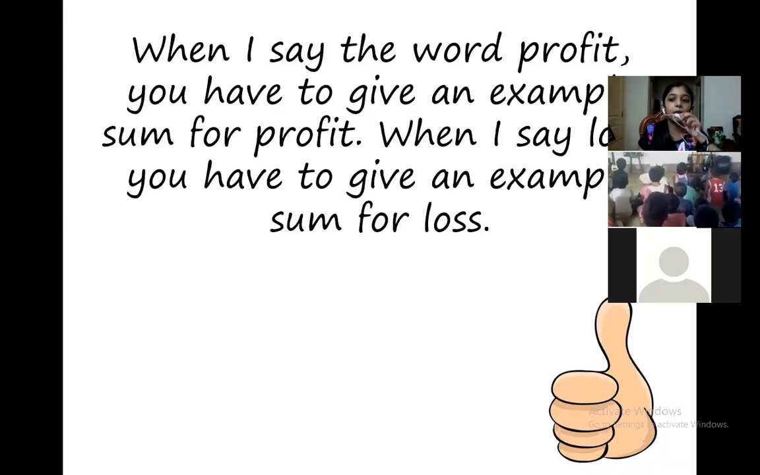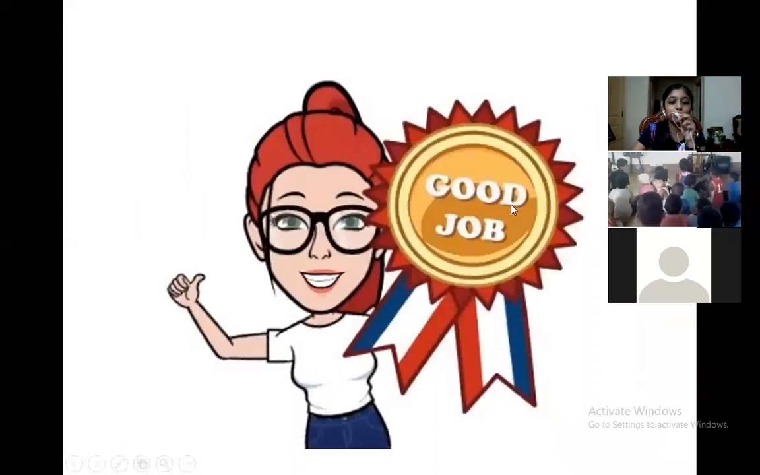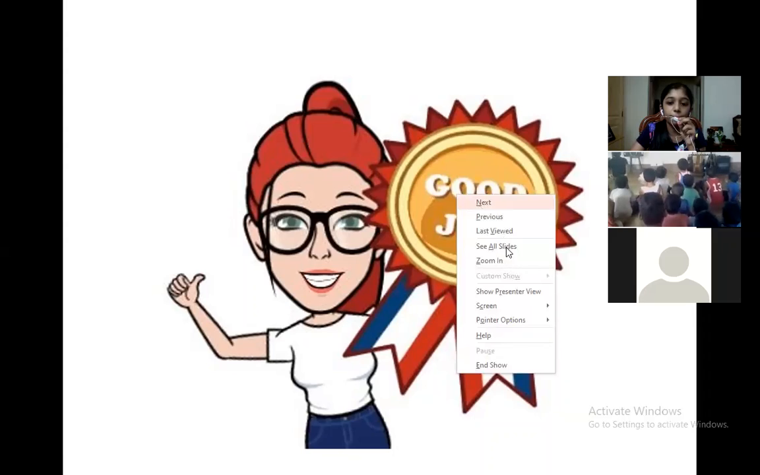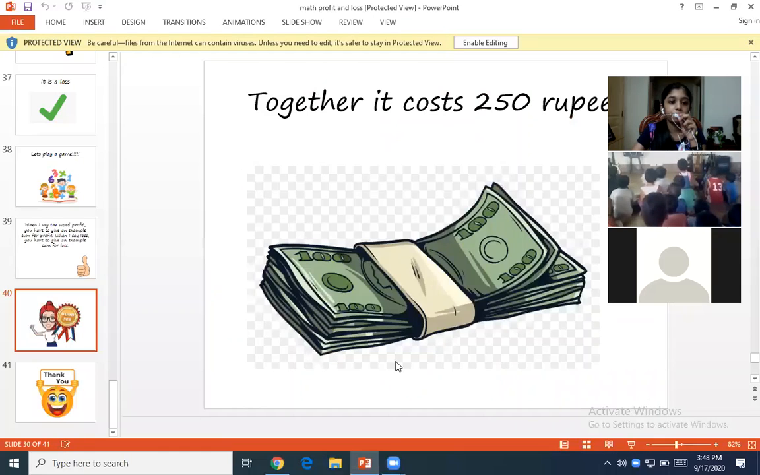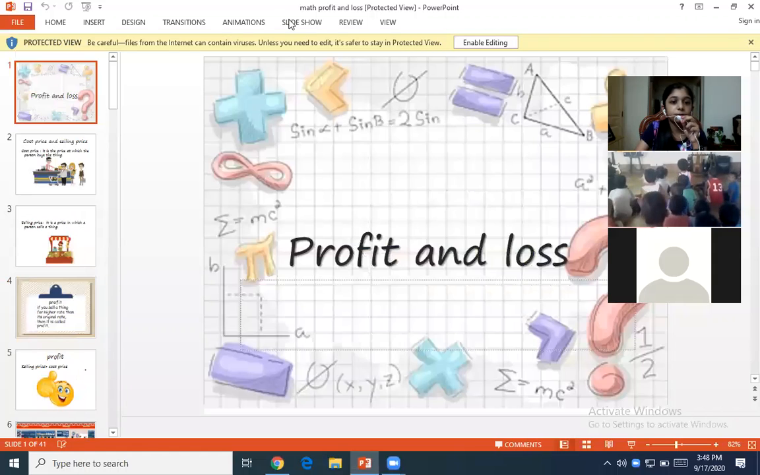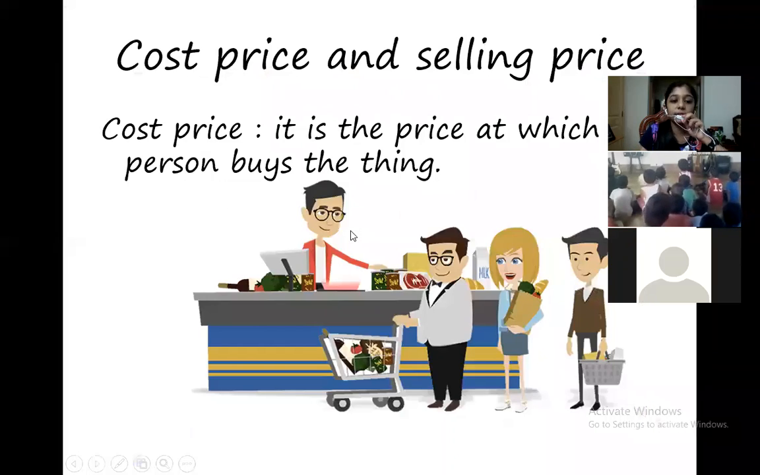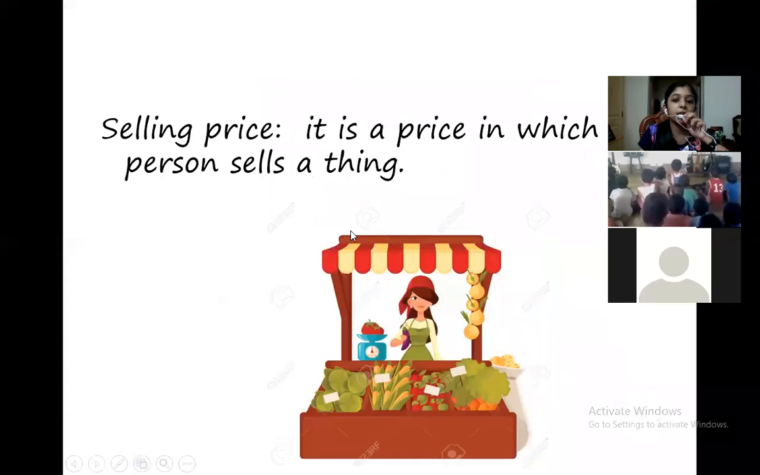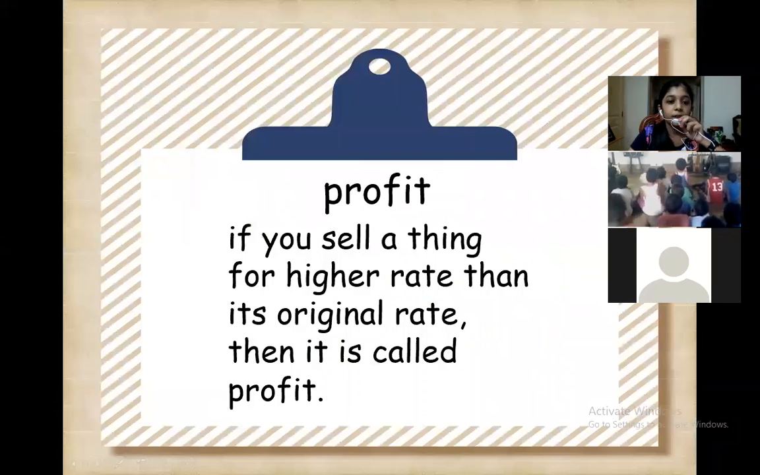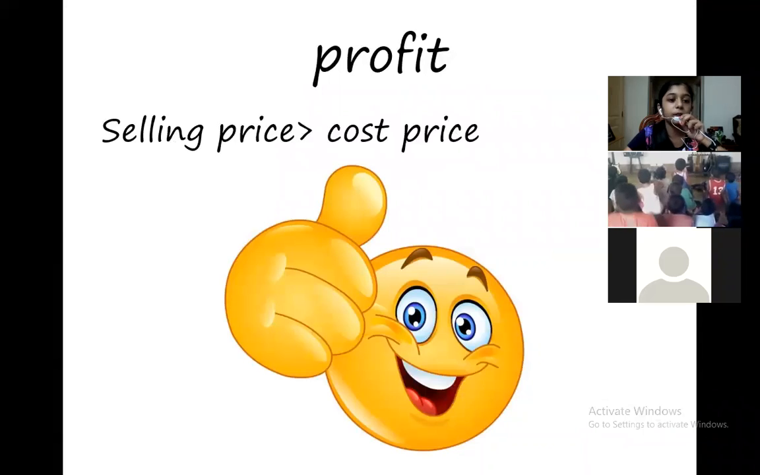Very good. So now let's just revise what we saw. Good job everyone. We saw what is cost price and what is selling price today, and then we saw what is profit, with a small definition: selling price should be greater than cost price, okay?